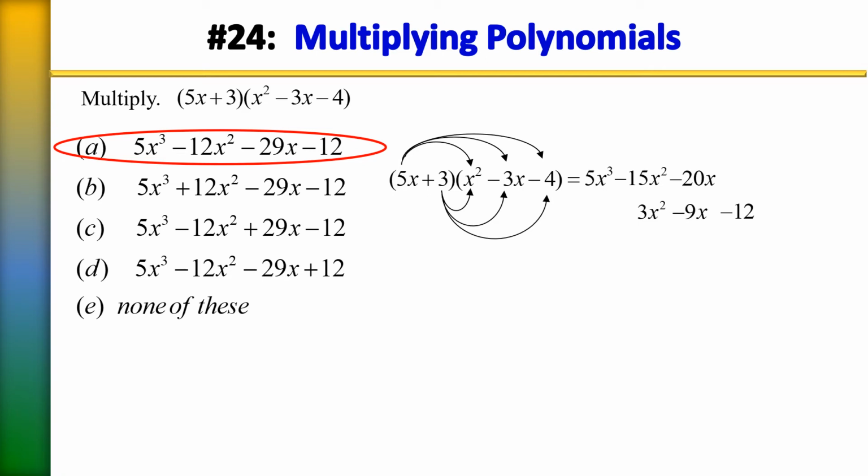So now I'm ready to draw my line, and I'm going to go ahead and combine these terms. So remember your sign rules. If the signs are the same, keep the sign and add the numbers. If the signs are different, subtract and use the sign of the larger number. So your final answer should look like this, which is choice A.